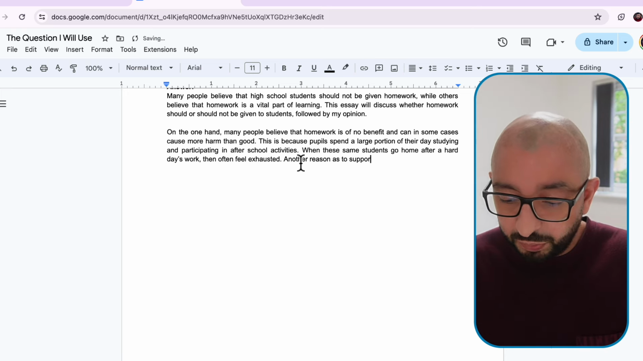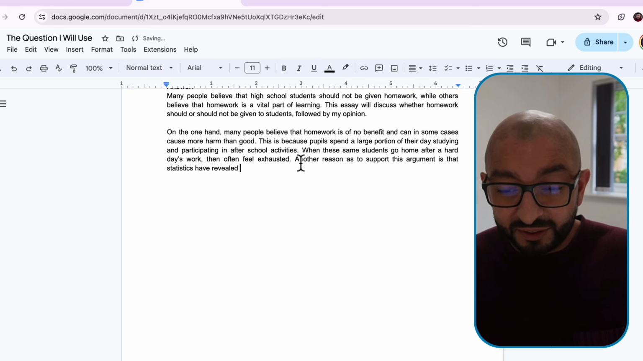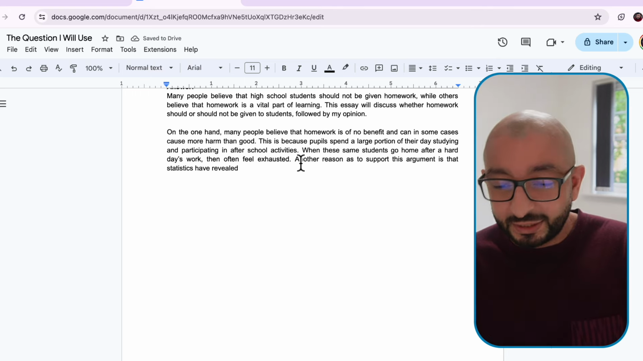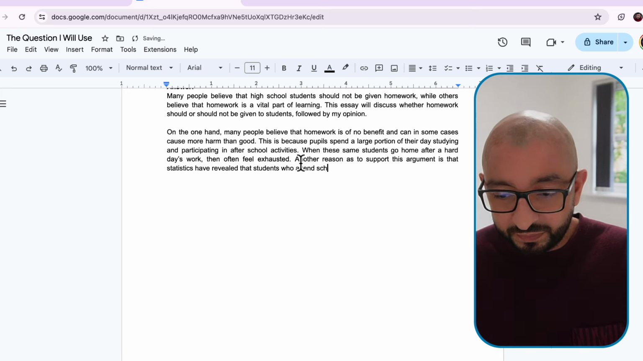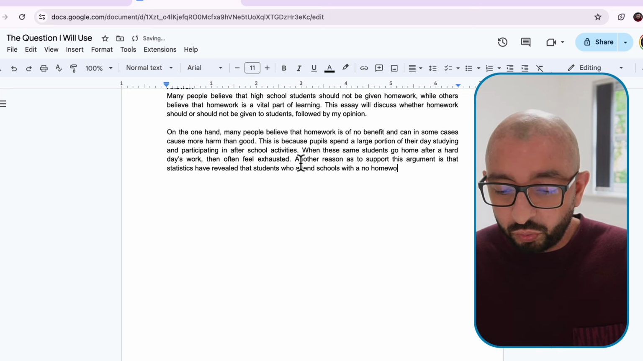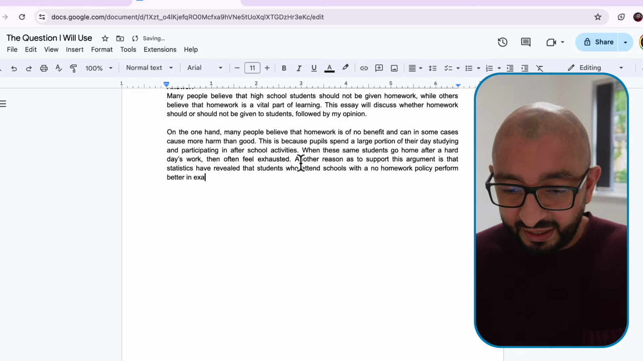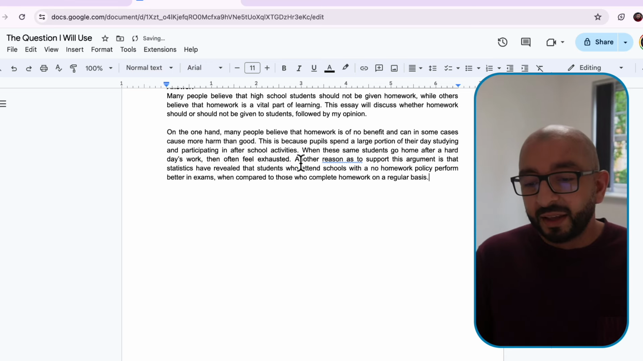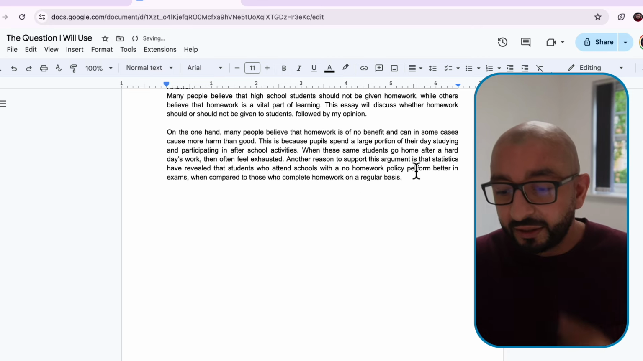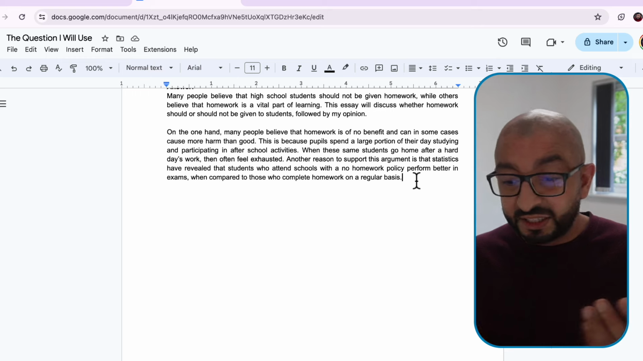Another reason to support this argument is that statistics have revealed, I was going to write shown or displayed, but I think revealed is a nice word. Statistics have revealed that students who attend schools with a no homework policy perform better in exams when compared to those who complete homework on a regular basis. Okay. Reason 2. There you go. Right. So there's our second sentence. And that paragraph is actually perfectly fine.